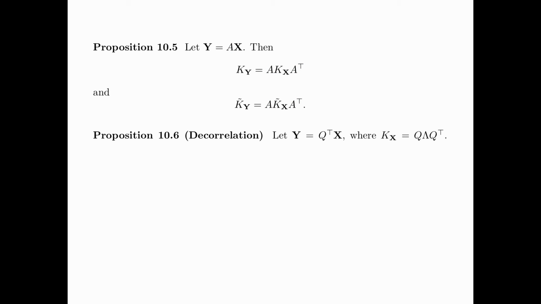The next proposition is about the correlation of a random vector. Let y be Q transpose x, where the matrix Q is obtained from the diagonalization of the matrix K sub x. That is, K sub x is equal to Q times lambda times Q transpose. Then K sub y is equal to lambda. That is, the random variables in y are uncorrelated, and the variance of y_i is equal to lambda_i for all i.